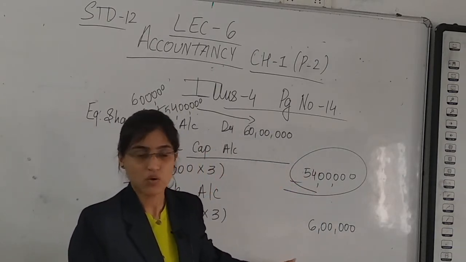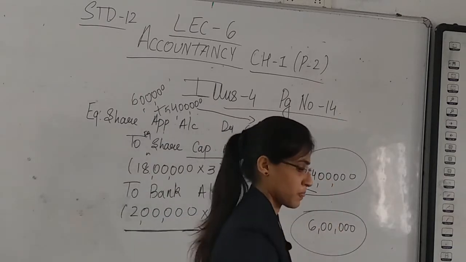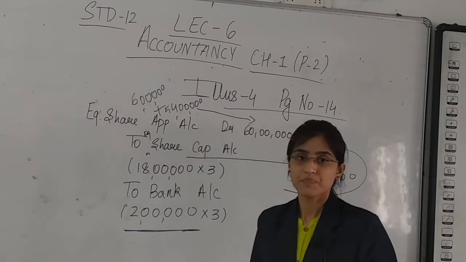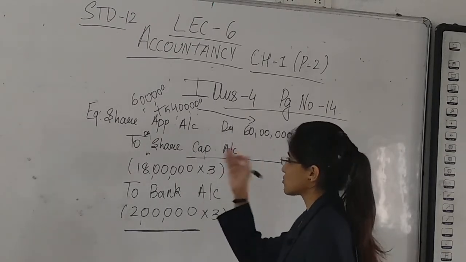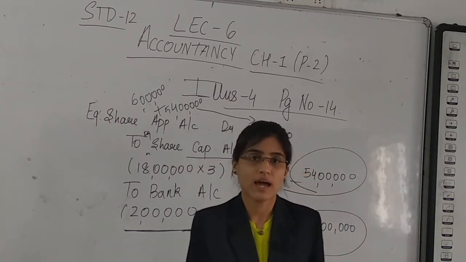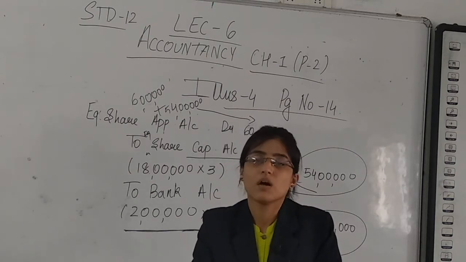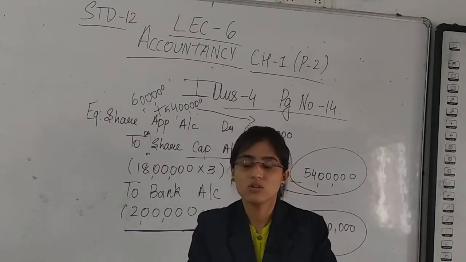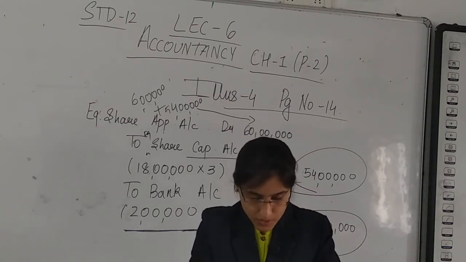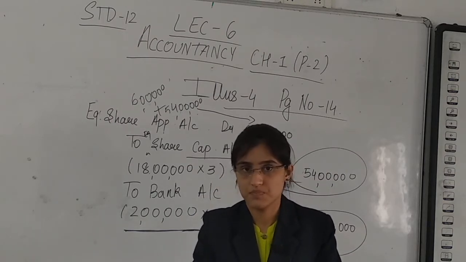Okay. 6 lakh. Hope it is visible? Okay? Then, so we are done with the first journal entry and the second journal entry, and narration form which is given in your textbook, page number 15. Also the journal entries are given. Okay, so we are done with first journal entry and second journal entry.